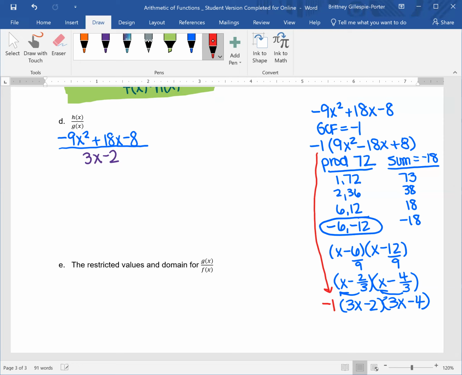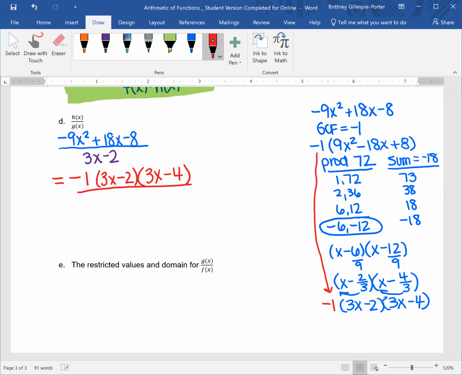Now don't circle this answer. This is not our answer. All of this was to try to simplify in part D. We just found that the top, the negative 9x squared plus 18x minus 8, is really, in factored form, negative 1 times 3x minus 2 times 3x minus 4.